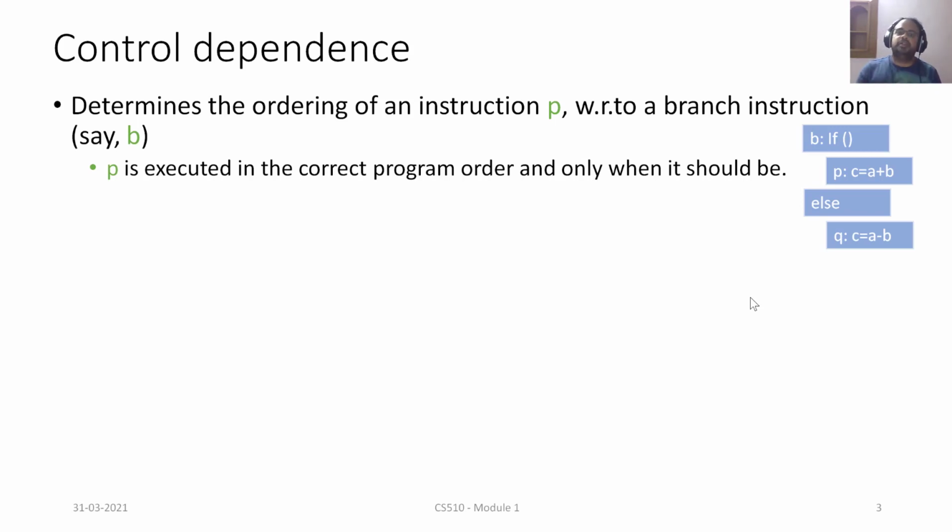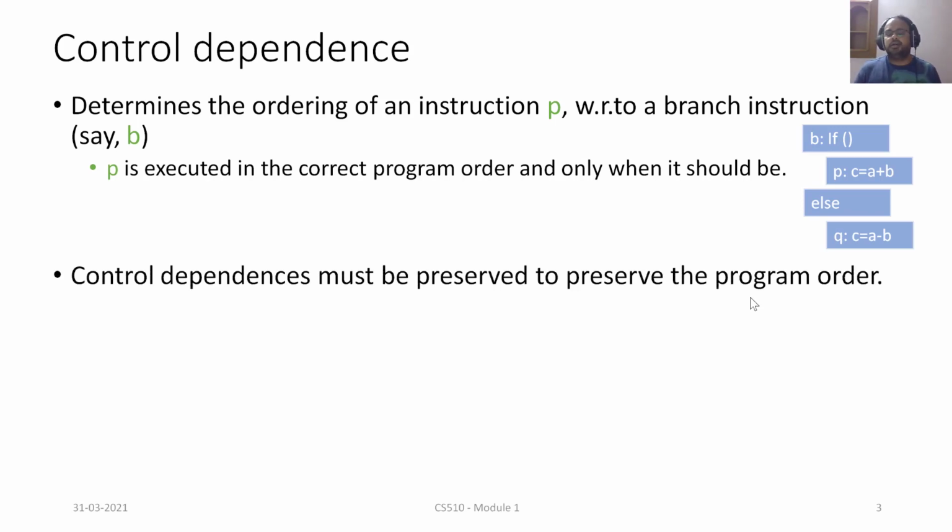Now what control dependence says is whether we have to execute P or not is dependent on the condition check that we do in the if condition, which is the branch instruction, right? So if the condition satisfies, then we execute P. If it doesn't, then we execute Q. So we would say that P and Q are dependent on B. This kind of dependence is called control dependence, right?